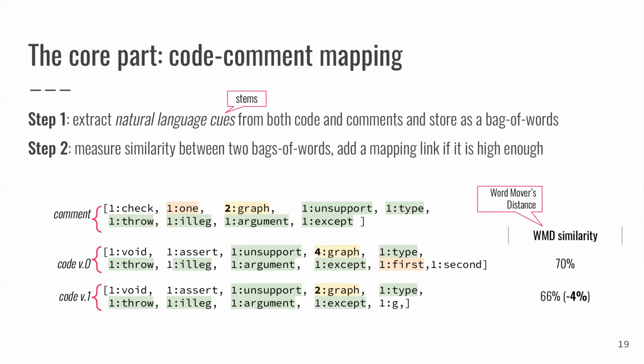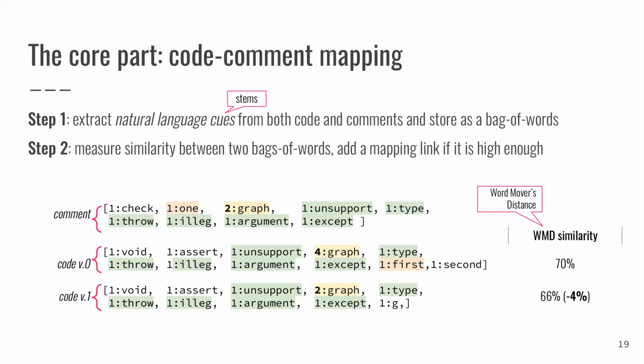The core part of our technique and the tool is the code-comment mapping. If you remember from the previous slide, it's done in two steps. In the first one, we extract natural language cues from both code and the comments and store them as bags of words. In step two, we measure similarity between the two bags of words, and a mapping link is added if the similarity between the two bags of words is high enough.